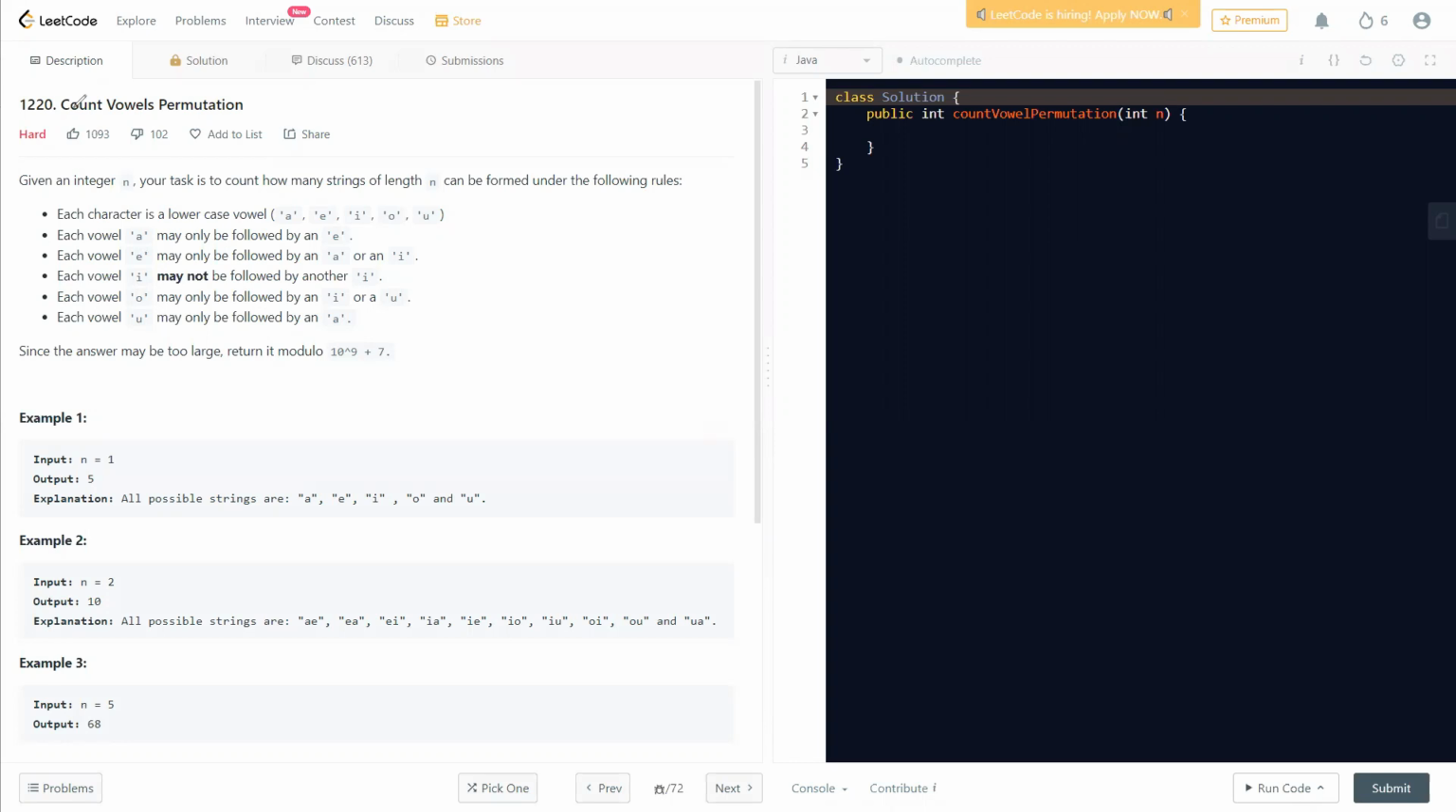In this video, we will look into how we can solve today's LeetCode question, that is Count Vowels Permutation. This is a hard type question, and we will go through the brute force way of solving this and then try to optimize our code as much as possible.